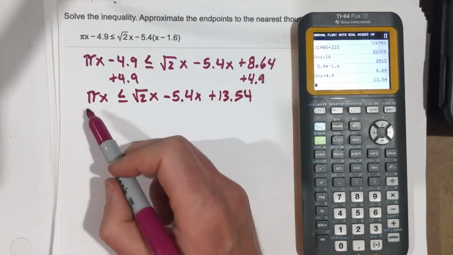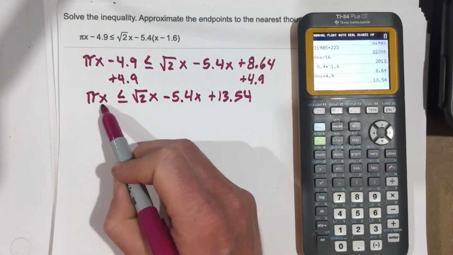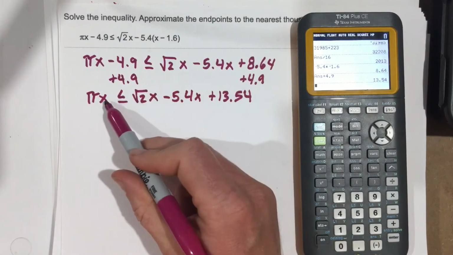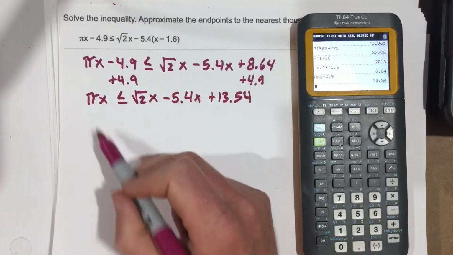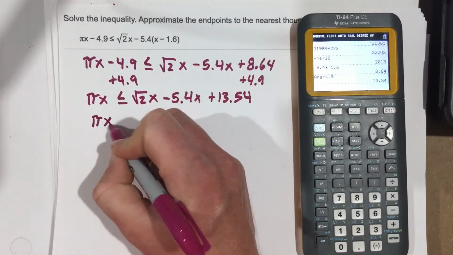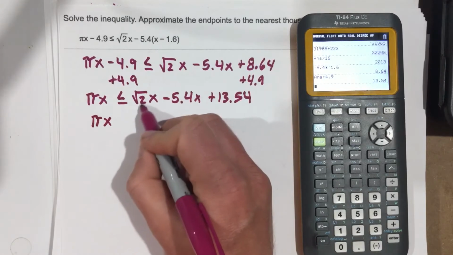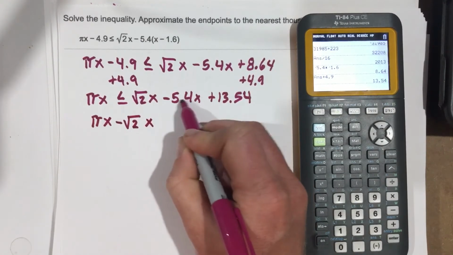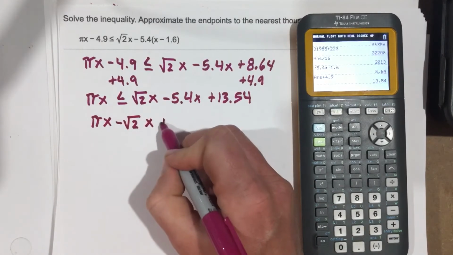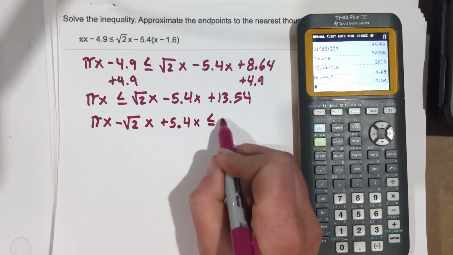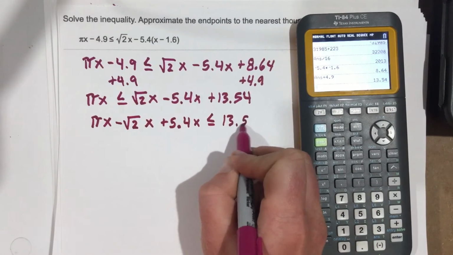Now, I could just round these numbers, but I don't want to round the numbers yet. I want to round them at the end. So because I want to round them at the end, I just need to get all the x's together on the same side. So we're going to say pi x. We're going to subtract the root 2x over, so it's minus root 2x. I'm going to add this to the other side, so it's plus 5.4x less than or equal to 13.54.